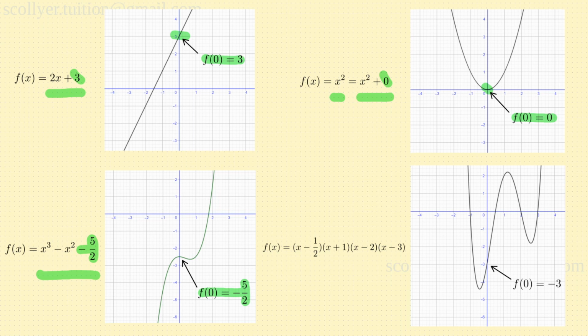Finally, we have a polynomial written in factored form with factors x minus 1/2, x plus 1, x minus 2, x minus 3. And we can find the constant term by multiplying all of the constants from each linear term. So we have minus 1/2 times 1 times minus 2 times minus 3, which evaluates to minus 3. And so we have that f of 0 equals minus 3, and the graph does indeed cross the y-axis at minus 3 as expected.